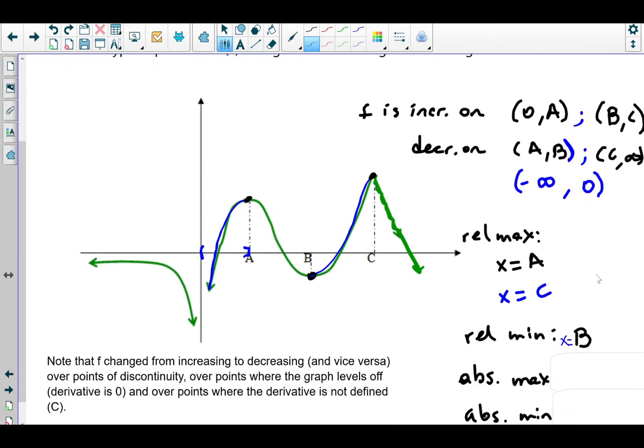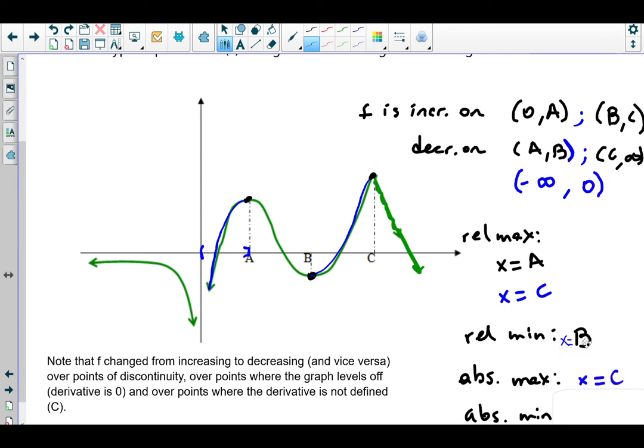What about absolute max and absolute min? These are the highest points on the entire graph, not locally, but for the entire graph, the absolute highest point. So we can see the point c here is the absolute highest point. So that's absolute maximum at x equals c.